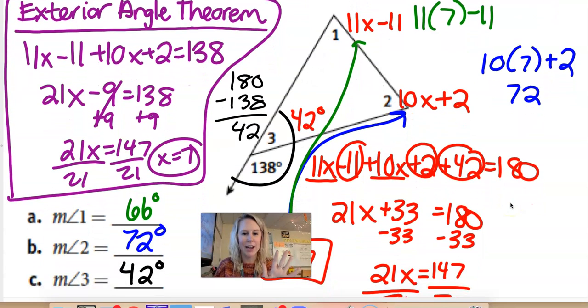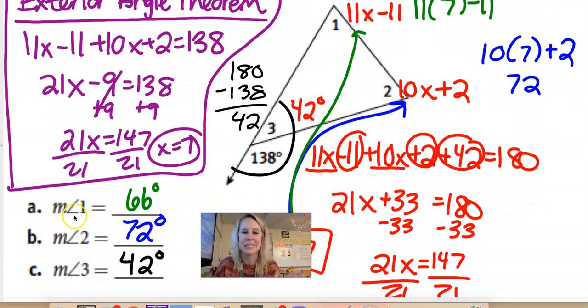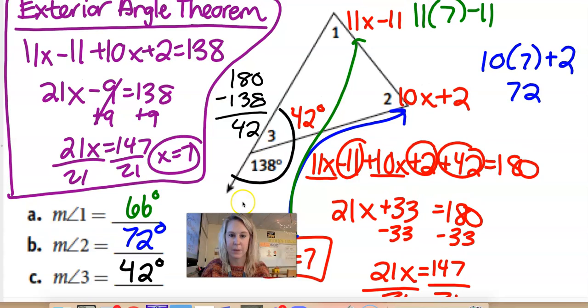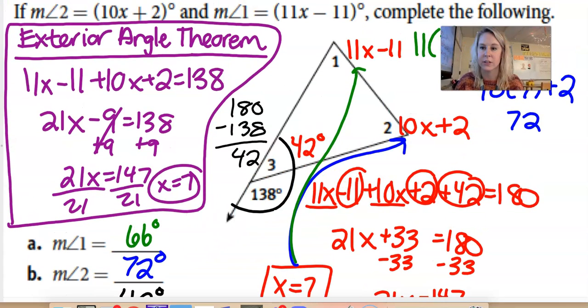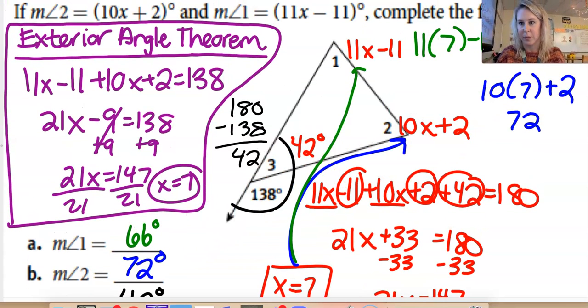This looks like a lot of writing, so don't freak out. But the answer was angle 1 was 66, angle 2 was 72, and angle 3 was 42. If you got those right, go ahead and skip on to the next answers. So I'm going to talk about these real quick. Okay? So there are 2 ways of solving this problem, and I'm going to talk about both.